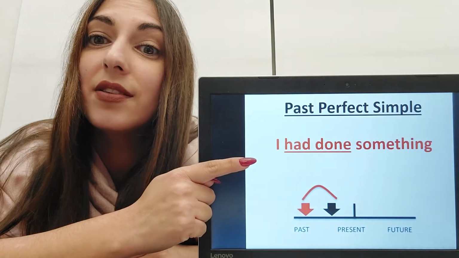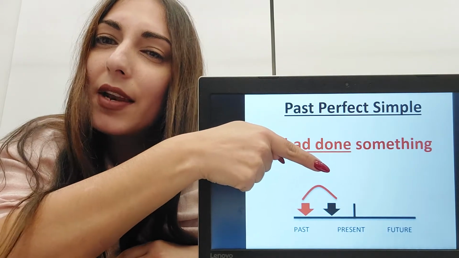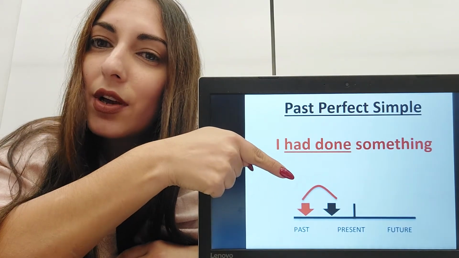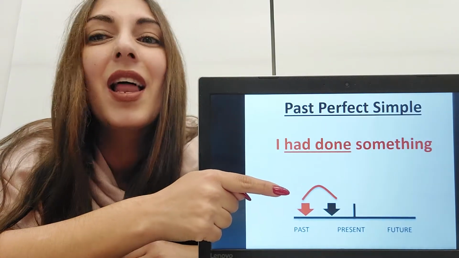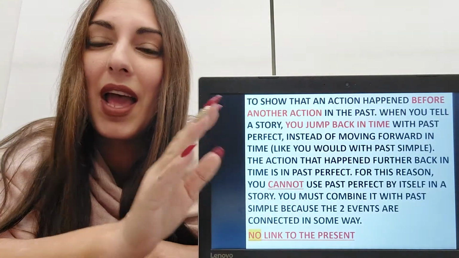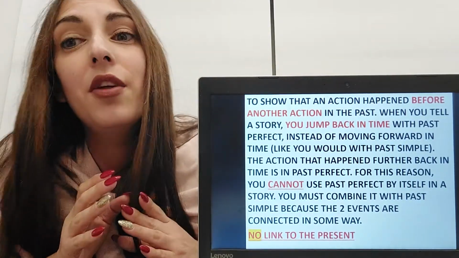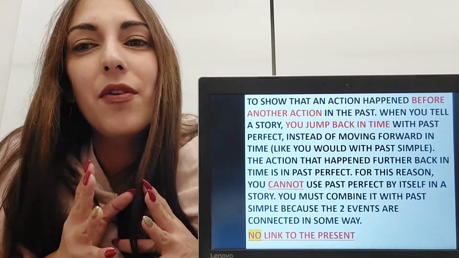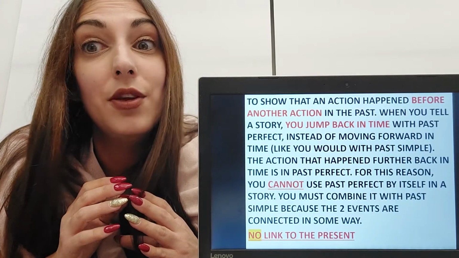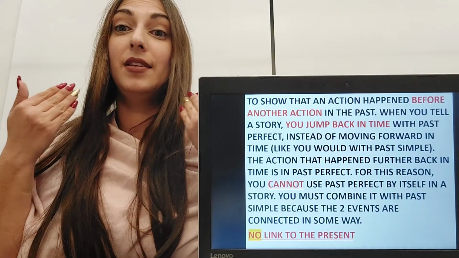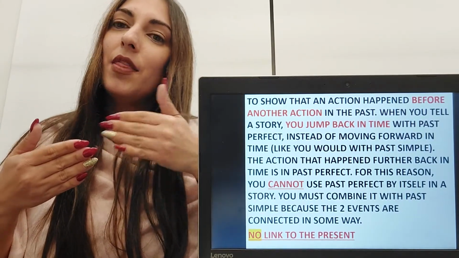I had done something. Now, you'll notice that in red, I have one action, and in black, another one. So I've got two actions in the past, but none of them link to the present. And you'll see there is some kind of connection. Let's have a look and see what this is. Now, past perfect is just used to show that one action happened before another action in the past. Now, it's not very popular. We don't use it a lot outside of the business world, but you can use it in a story when you want to jump back in time. So if you're going backwards instead of forwards in your story, then you would use past perfect.